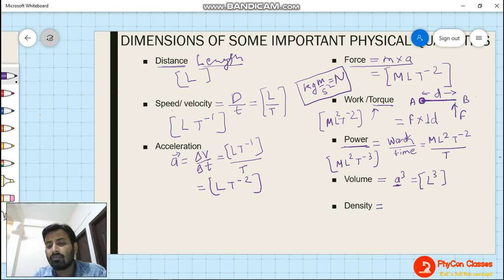Now coming to density. Can you tell me what is the formula for density? Density is defined as mass per unit volume, right? What is the dimension for mass? Capital M is the dimension for mass and volume is L cube. Now when you take L cube in the denominator, it becomes ML to the power of -3. That is the dimension for density.